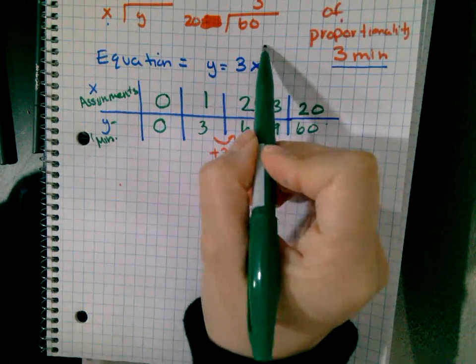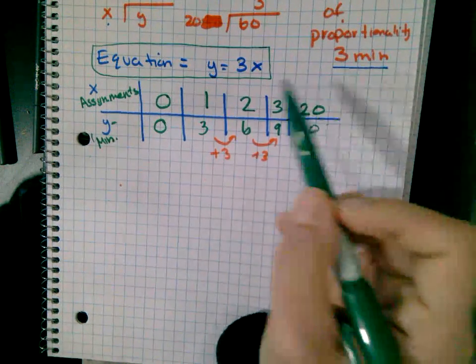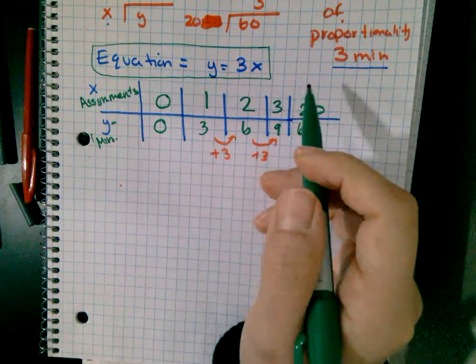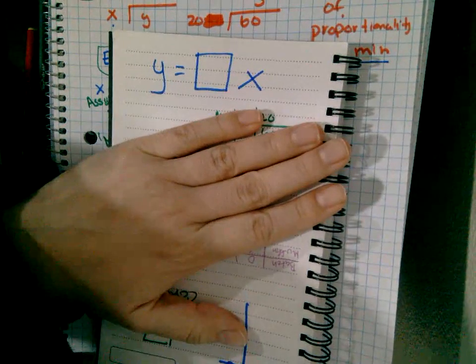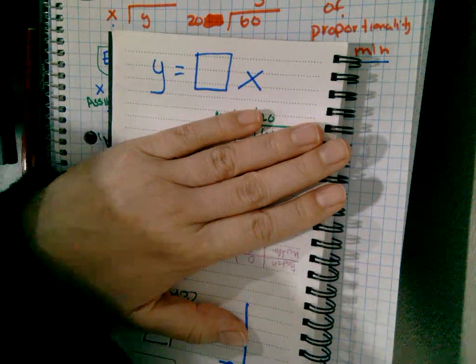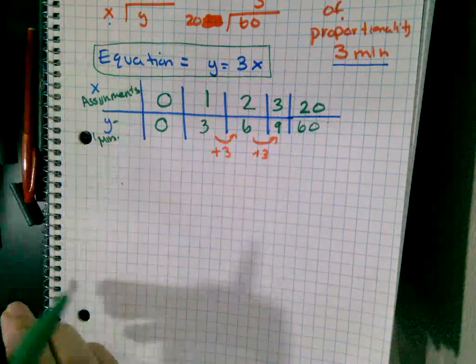My equation, this is what you learned today. The equation is y equals 3x. Very simple. Remember, you always start off with this. This is your foundation. Once you have this, you just plug in your constant of proportionality right there, and you are done.